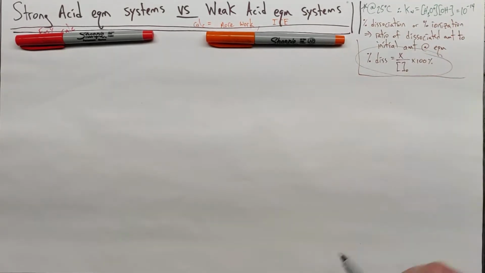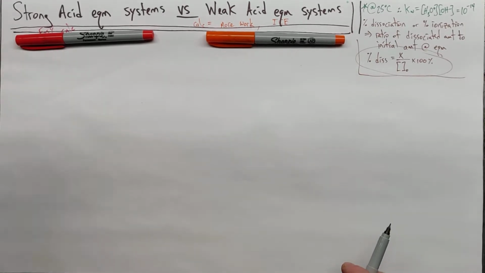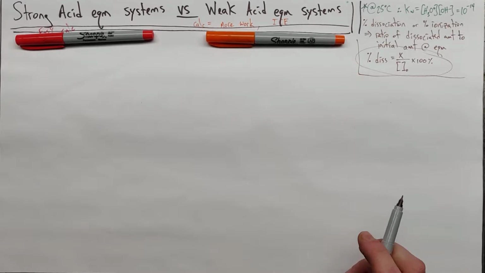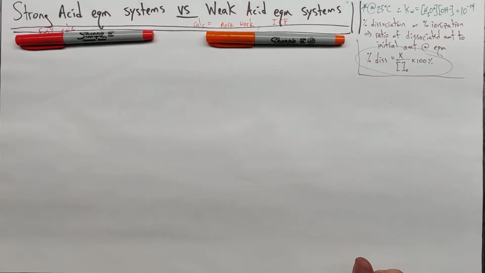This is a way that we can compare strong and weak. Strong acids are going to have 100% dissociation, strong electrolytes. Weak acids, weak electrolytes, are going to have less than 100% dissociation because strong electrolytes dissociate completely and weak electrolytes don't dissociate completely, qualitatively speaking.